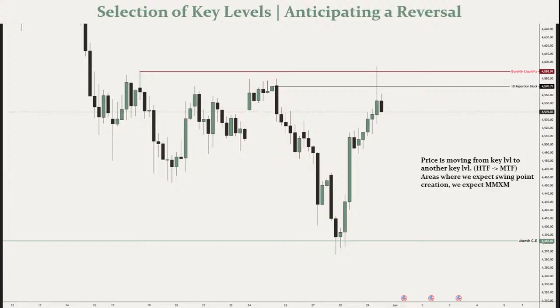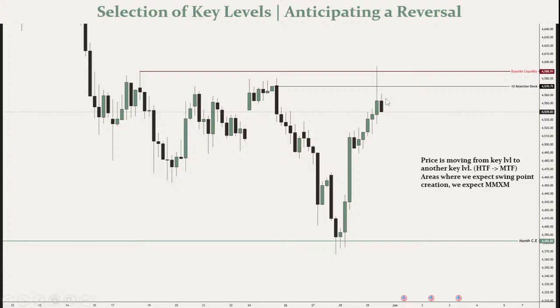So selection of key levels is important whenever you are anticipating a reversal. So selecting discounted and premium PD arrays based on your direction will always help you catch the best reversals and continuations along the way.